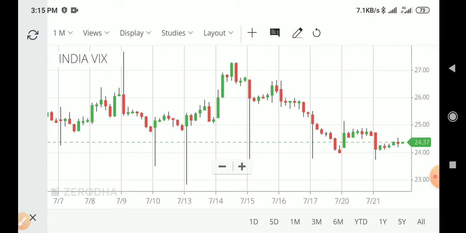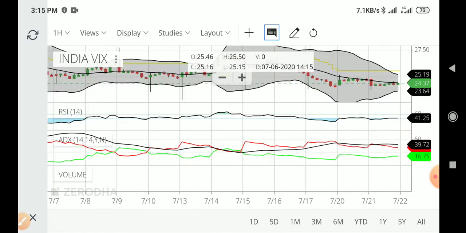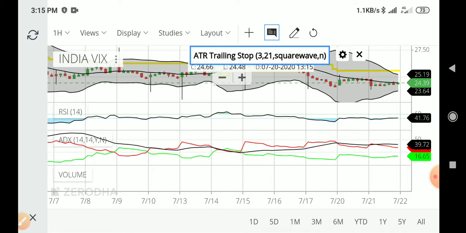First we will check the India VIX position in the hourly and daily charts. In hourly, it's below the ATR trailing stop loss. Even RSI is around 40, that is in negative mode, it's decreasing. ADX also is in decreasing mode, that means the red line is above the green line.